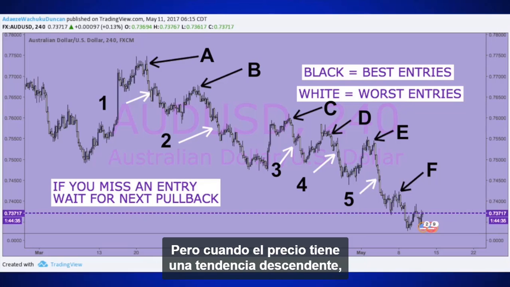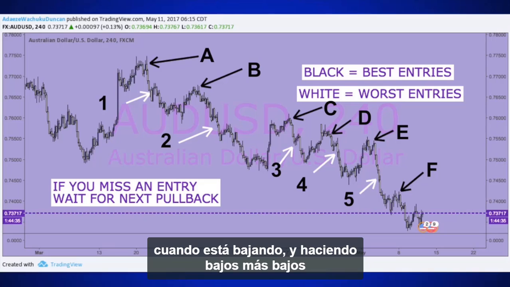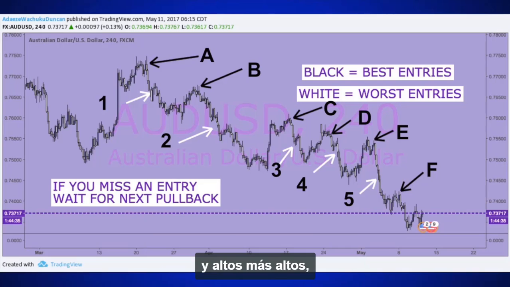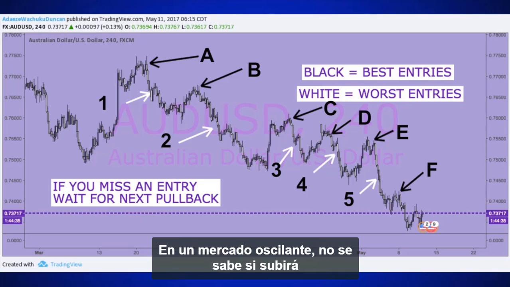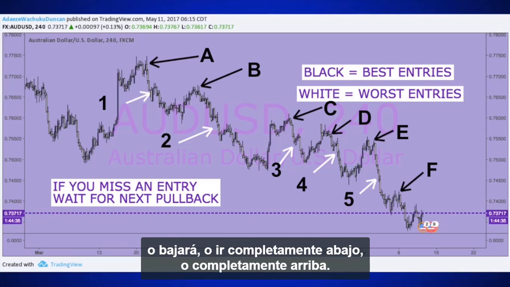But when price is trending downwards, when it's going down and making lower lows and lower highs, you know that, okay, this is just a pullback. I'm going to go ahead and jump in on this pullback and I'm going to wait for it to fall. All right. That is why trends are your friend. You don't get to do this in a ranging market. In a ranging market, you don't know if it's going to go completely down or go completely up. You don't know that.